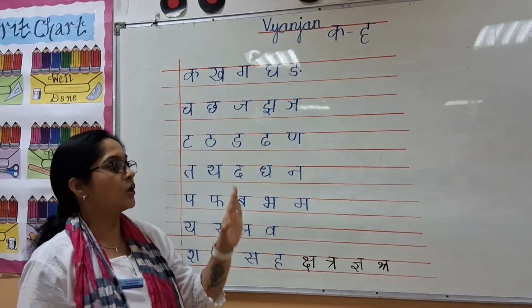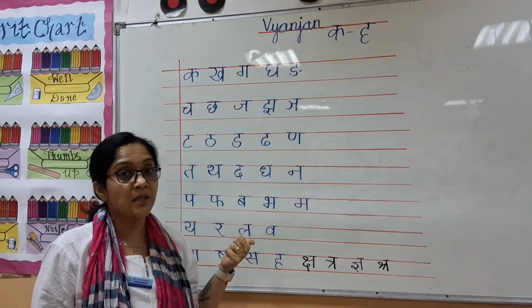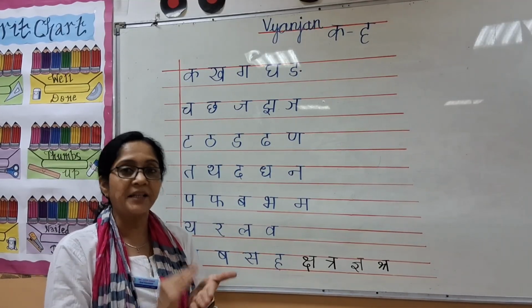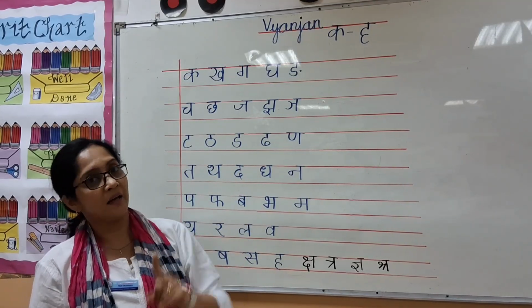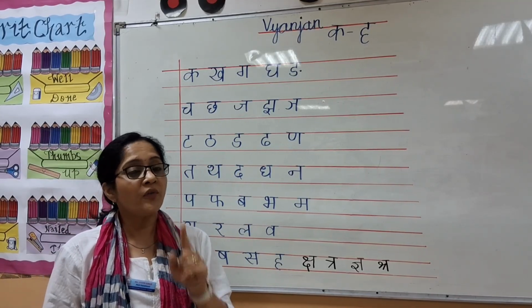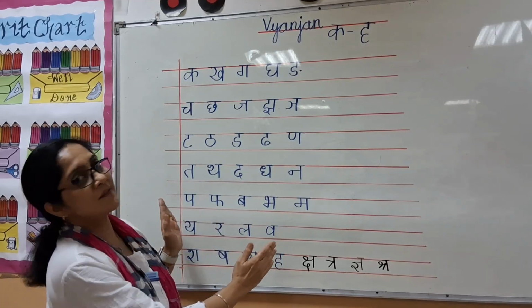So children, these are all the Vyanjans that you have learnt previously. Make sure that you revise all of them properly. You should not only know how to read these, you should also write and practice them so well that you know how to read them well and write them well. Okay. So before we go on to learn something new, make sure that you know all this very well.